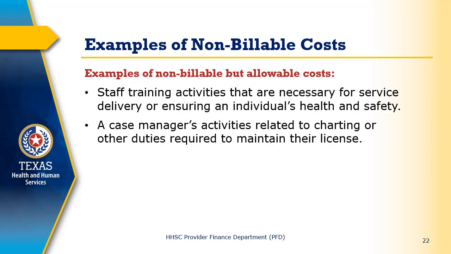Non-billable but allowable costs can include essential staff training activities that enhance service delivery and ensure the health and safety of individuals. These training sessions are critical to equipping personnel with the necessary skills to perform their duties effectively. Another example of allowable costs is the time a case manager spends on charting and documentation, which is vital for maintaining compliance and licensing requirements. These activities, although non-billable, contribute significantly to maintaining professional licensing and ensuring quality care.